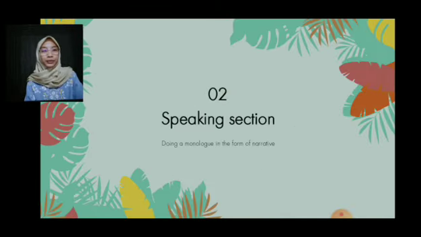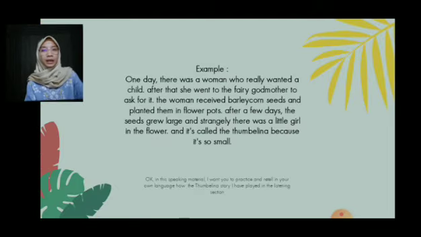Part 2. Speaking. Students are expected to do a monologue in the form of narrative. Okay, in this speaking material, I want you to practice and retell in your own language how the Thumbelina story I have played in the listening session. I will give an example of the text.